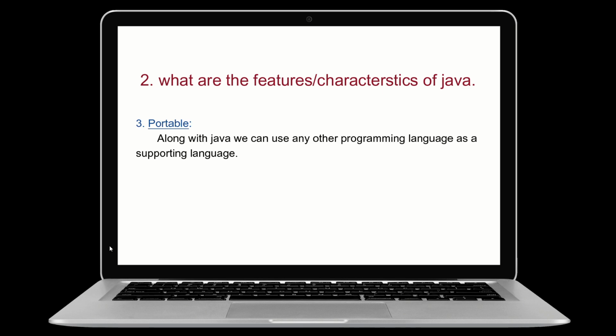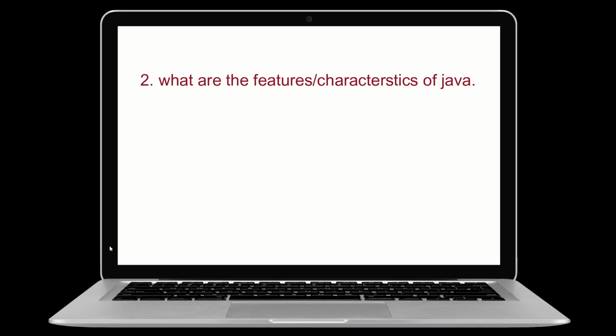Third one is portable. Along with Java, we can use any other programming language as a supporting language. Java is flexible and can work alongside other programming languages to support different parts of a project. This means you can use Java with languages like Python, C++, or JavaScript to leverage their specific strengths and make your overall project more powerful and versatile.